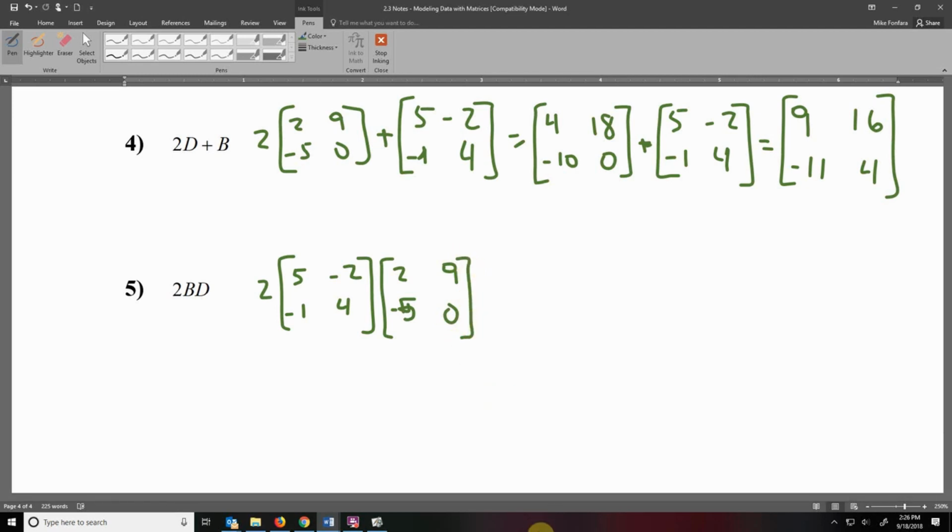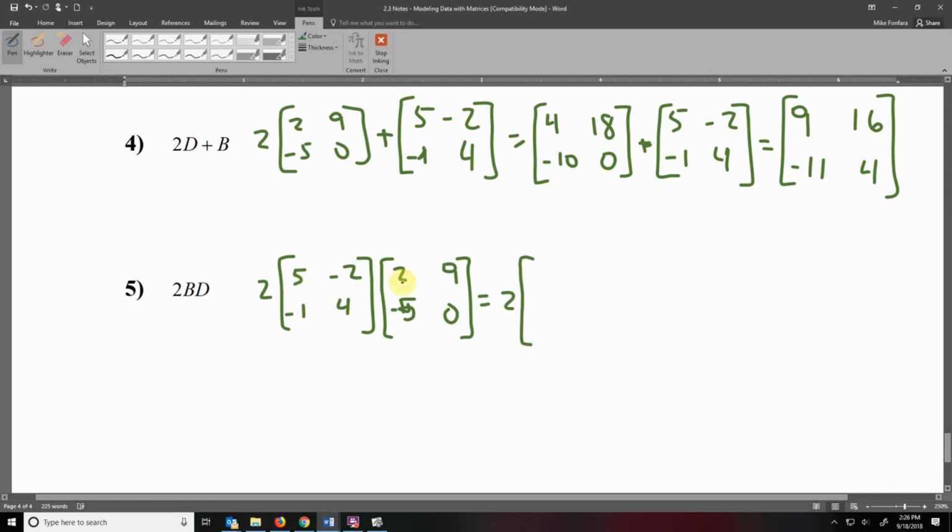All right, so we can multiply these in either order. We can do 2 times matrix B, then times matrix D, or matrix B times matrix D times 2, because multiplication is commutative. So let's multiply the 2 matrices first. Okay, so we're multiplying rows by columns.